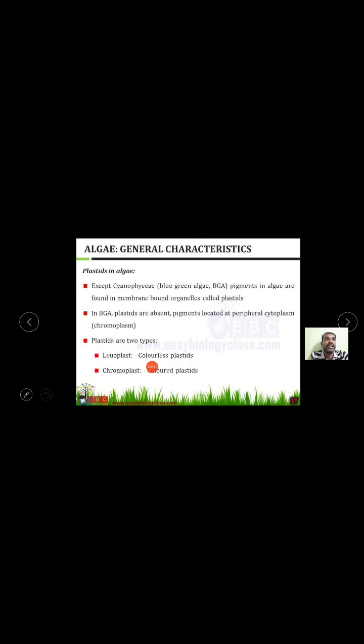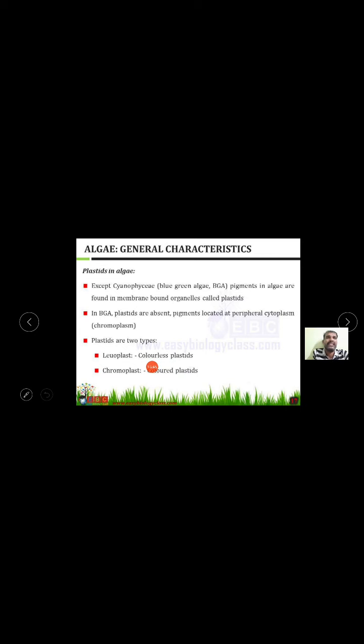The pigments are located in the peripheral cytoplasm, which is the chromoplasm. In the Cyanophyceae, the cell structure shows a centroplasm. Very important: centroplasm and chromoplasm. Centroplasm is the central region with a prominent nucleus in the center. The peripheral side has colored cytoplasm with different pigments, which is the chromoplasm. So this is a very important cell structure of the cyanophycean cell.